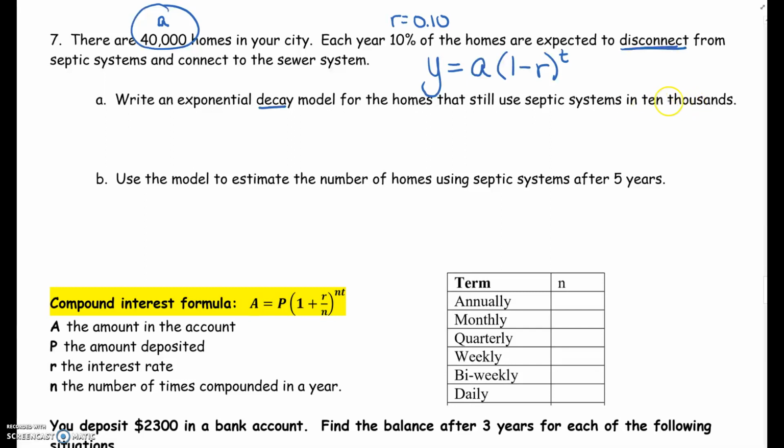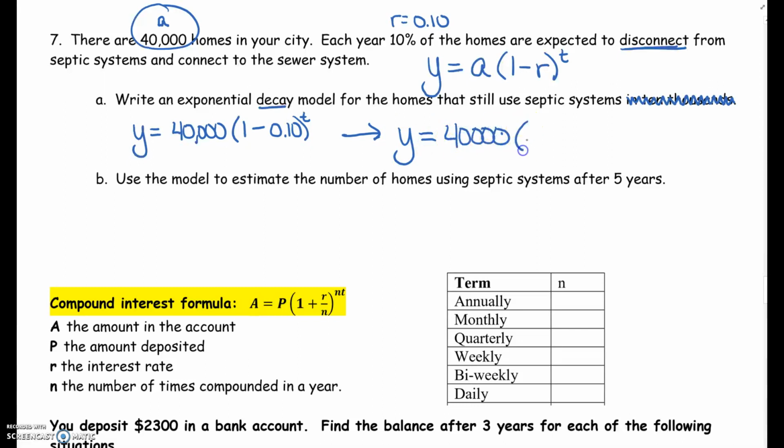Okay, now it says in 10,000s, but honestly, let's cross that off. Let's just use the whole number. We can put a bunch of zeros in it. That's not going to be a problem. So y equals our starting amount, 40,000, times 1 minus 0.10 raised to the t. If you leave your answer like that, it's not necessarily wrong, but you can simplify this into 40,000 times 1 minus 0.10 is 0.90 raised to the t.